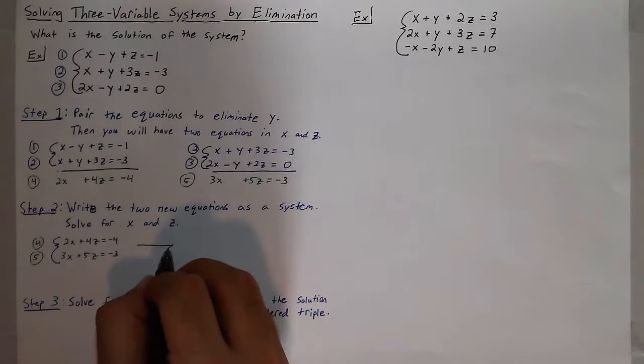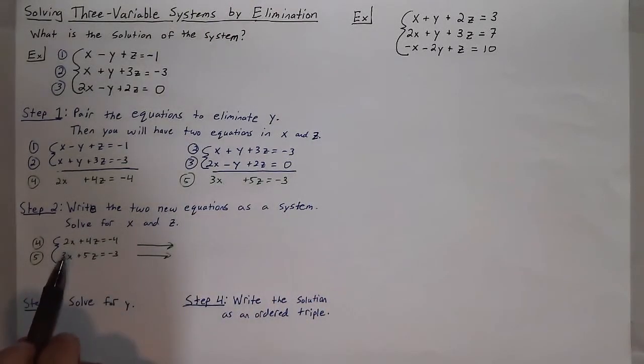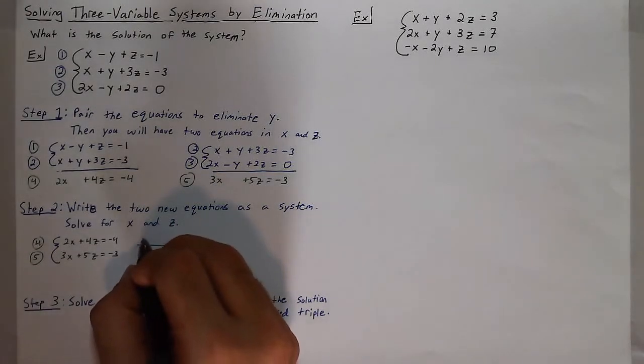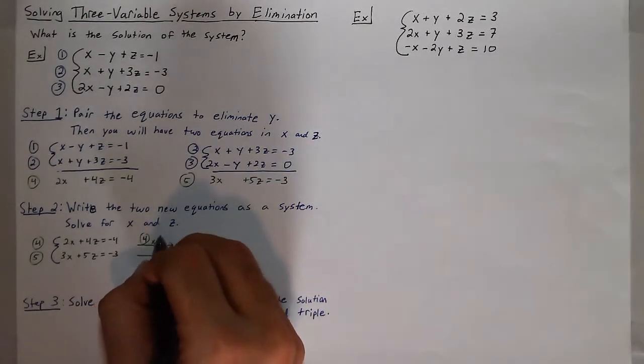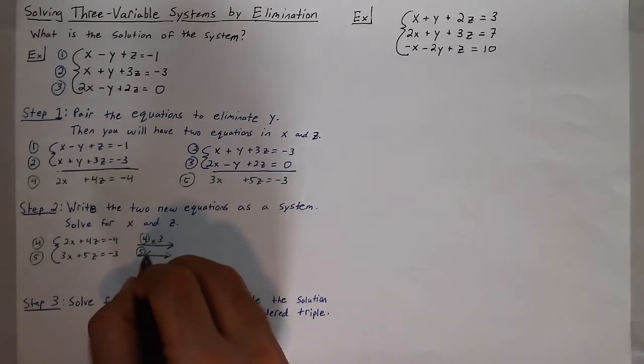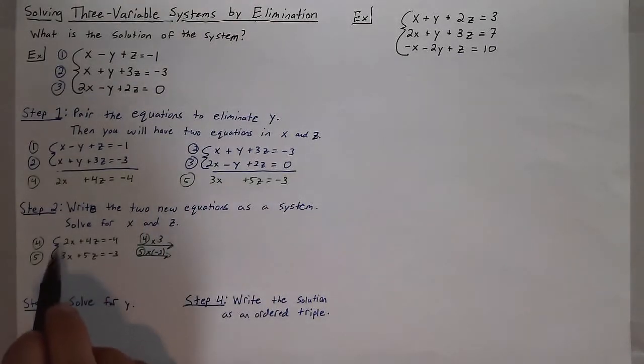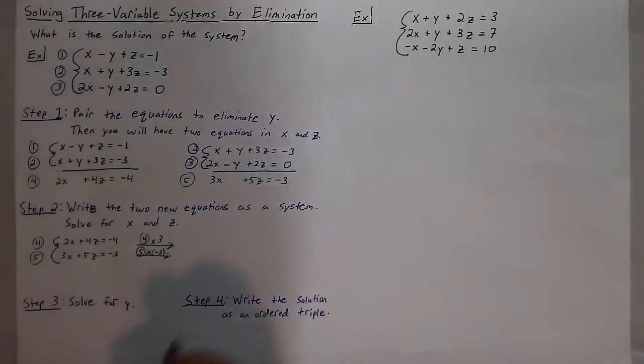So, making a new system to set up for elimination, I'm going to try to eliminate x, since they're common multiples on the shorter end, on the smaller end. So I'll take equation 4, multiply it by 3 to get a positive 6x, and take equation 5 and multiply it by -2 to get a -6x. So I can eliminate the x variable as well.